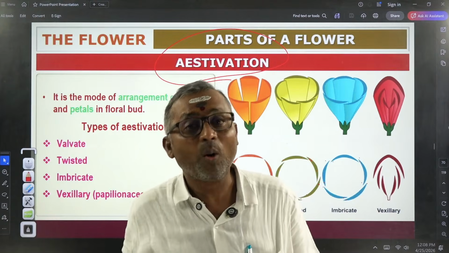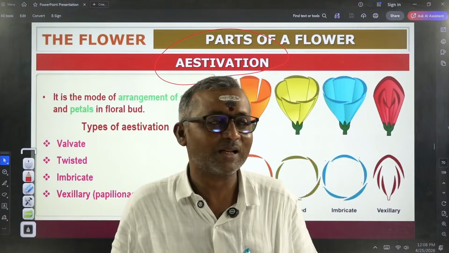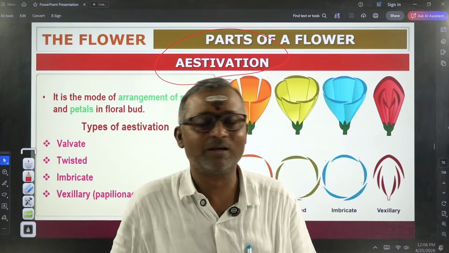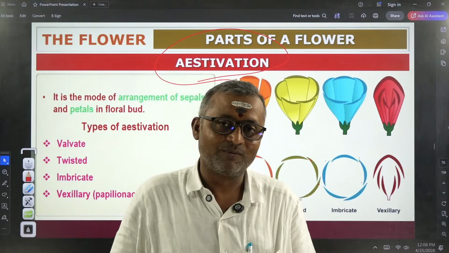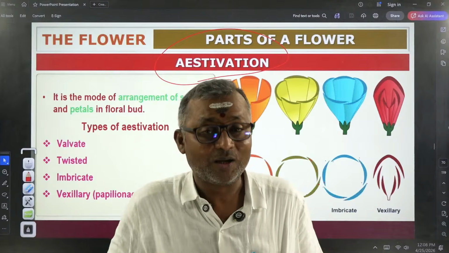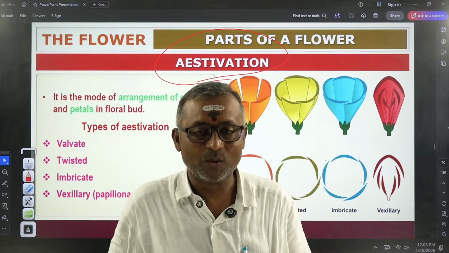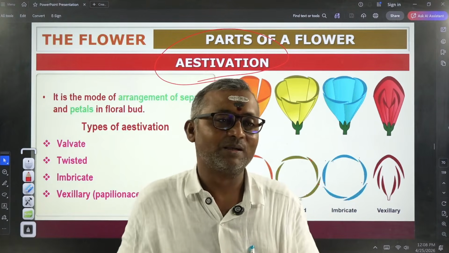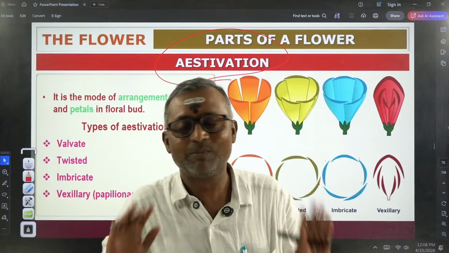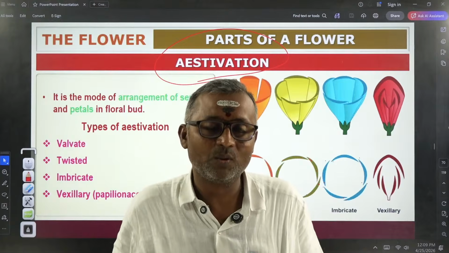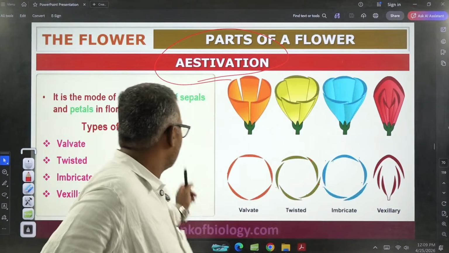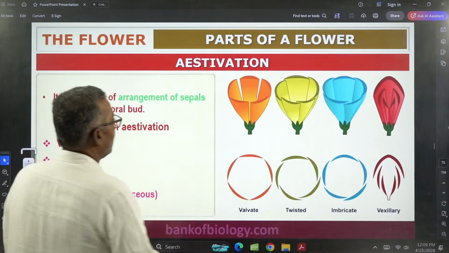You can do it at your home. Today you try it and tell me tomorrow. Tomorrow, in the sense, in our next class. Whether you have observed or not, and what kind of arrangement is there, that also you have to tell. In China rose, you can check whether the petals or sepals are overlapping or not overlapping, and tell me that. Can you do it by today? Do it and tell me in the next class. So this is about estivation.